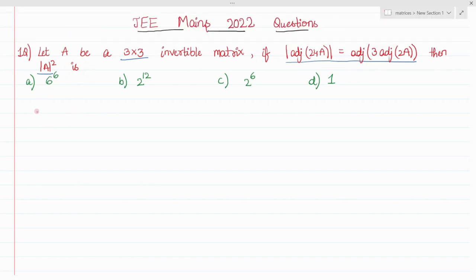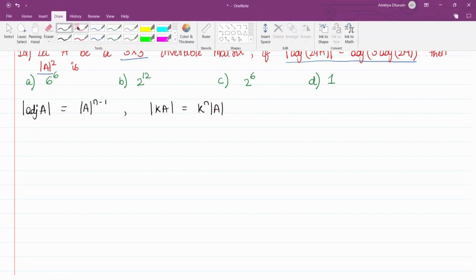While discussing the adjoint of A concept, we have seen a few properties. I already told you to remember those properties. In this question, we're going to use these properties: determinant of adjoint A is determinant of A whole power n minus 1, where n is the order of the matrix, and determinant of any constant k into A is written as k power n into determinant of A. So let's solve this question now.